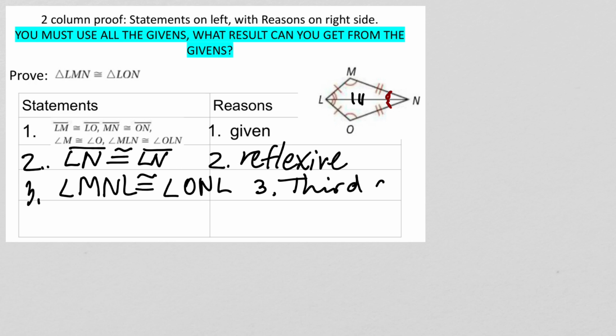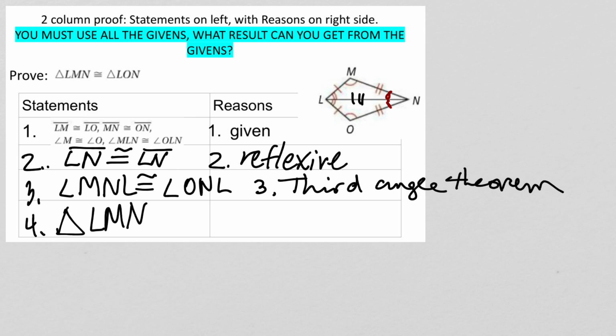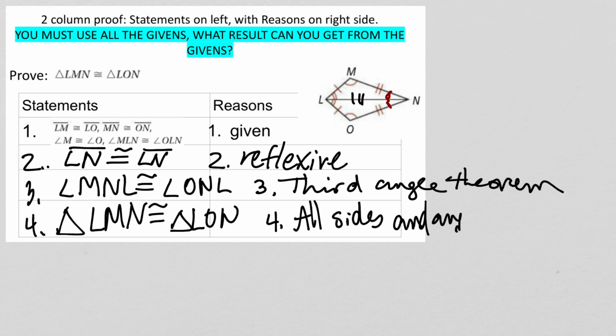So the third angle theorem says if you have the two angles already congruent, the third one must be the same. So I believe we've proven that the triangles are equal because everything in both triangles is congruent. So I need to state now as my last statement that triangle LMN is congruent to triangle LON, and the reason being all sides and angles are congruent.